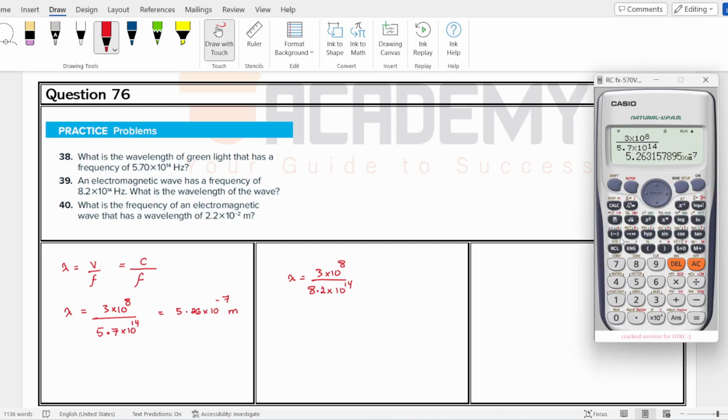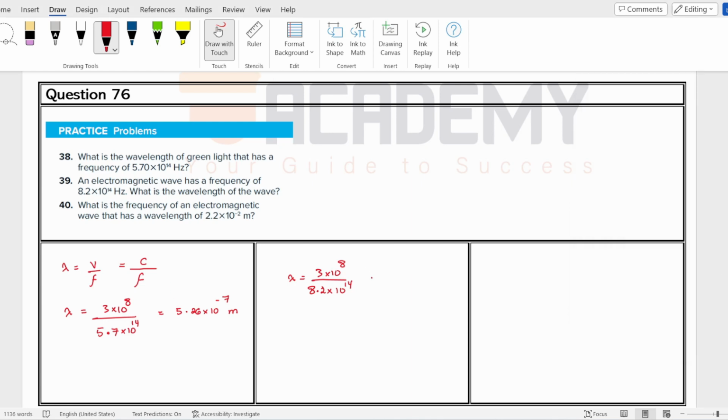Now, going back to the calculator, I think we can just change the denominator to 8.2. And the answer will be around 3.66 times 10 to the power negative 7. And the unit of measurement is meters.